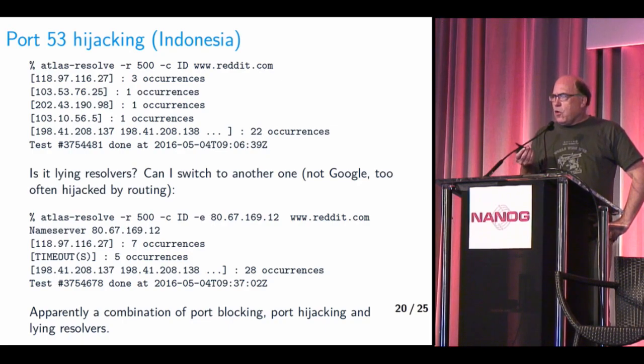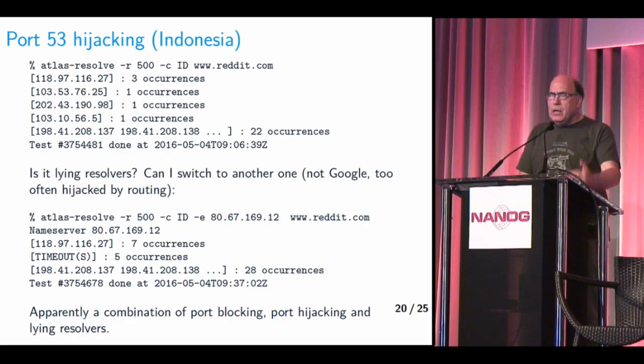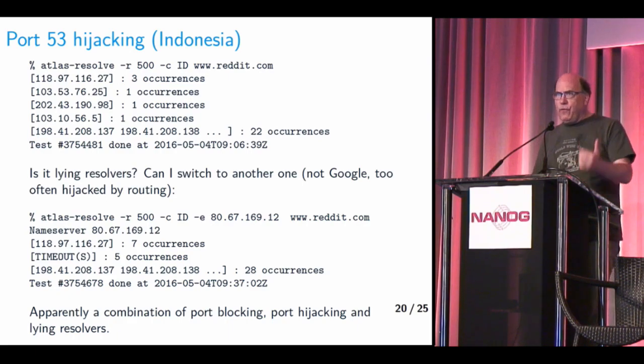An obvious solution when you have a lying resolver, or when you suspect a lying resolver, is to use another resolver. In the second Atlas Resolve command, I use the -e option, and -e asks the Atlas probe to use, instead of the default resolver, which is typically learned by the probe through DHCP, a specific resolver.